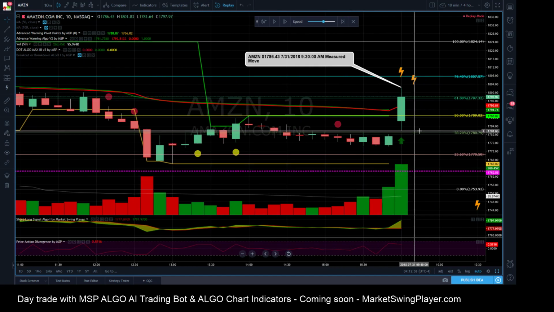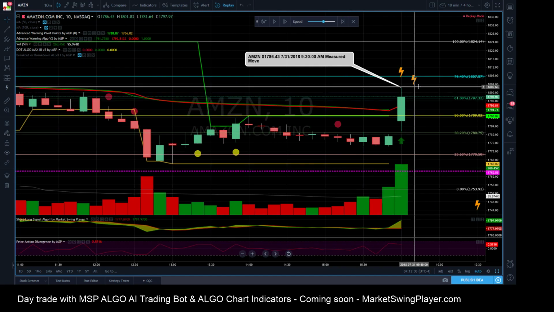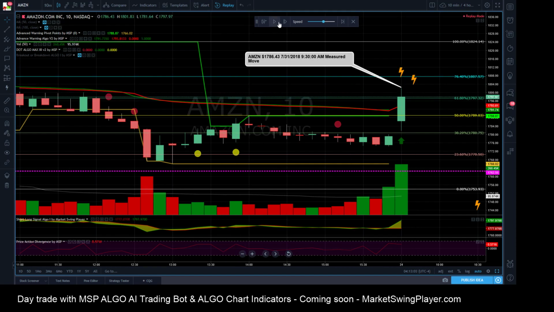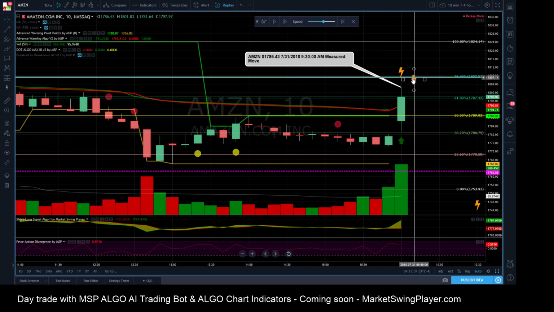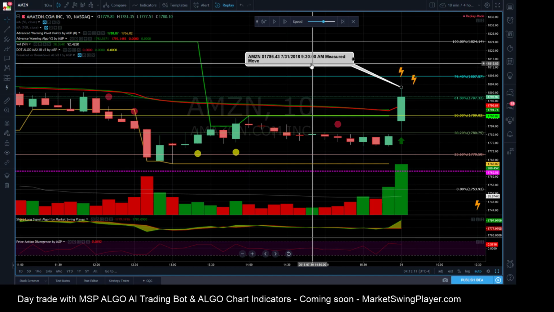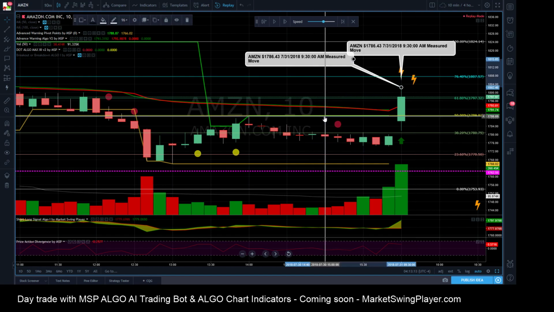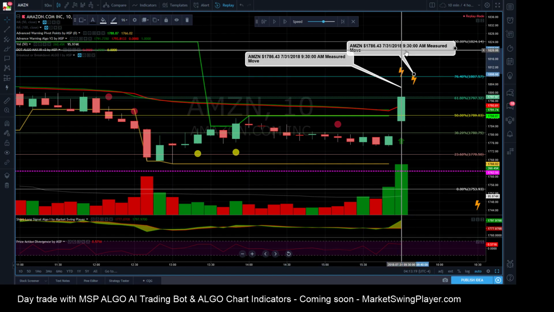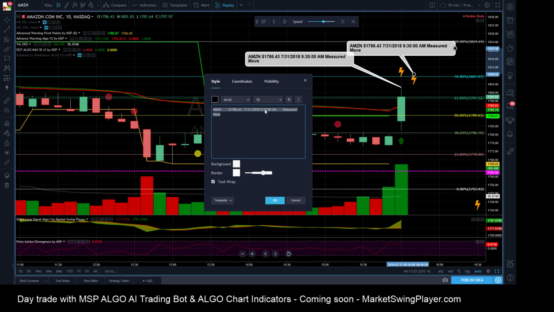So if we use the wick, 1780 to 1802. Let's move this and see what happened. And then another measured move alert came back right after that one. So now we have another one. It came out. So we had back-to-back measured move alerts.